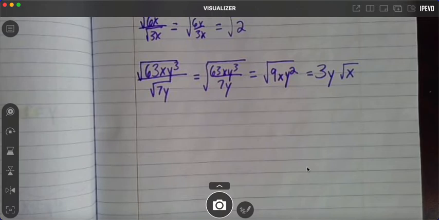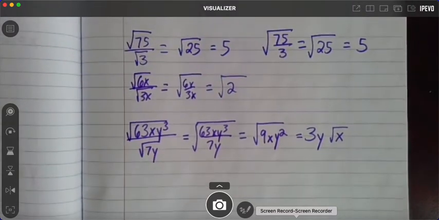Now I want y'all to try 27. I'll go over that one in a second. Any of them that I'm writing, make sure you're writing so that you get credit for this.